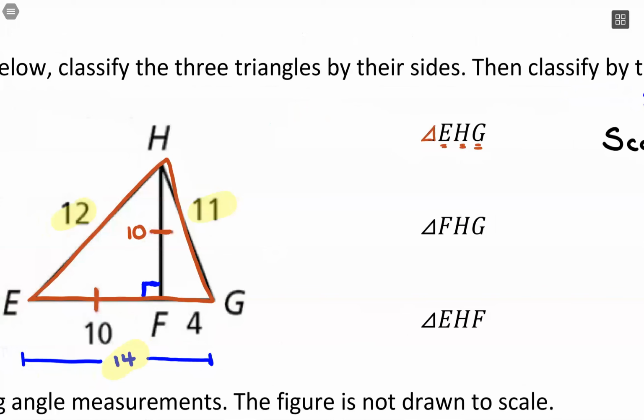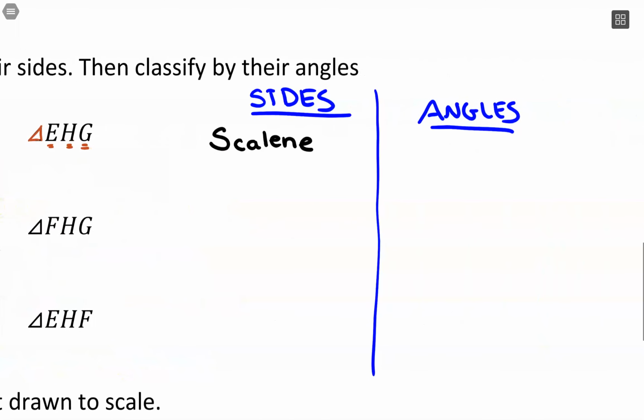Then if we look in terms of angle measurements, we just want to look at this angle, and all I could say about that angle is that it's less than 90 degrees. So that would be an acute angle. This angle would also be acute, and this angle would also be acute. So if we have these 3 acute angles, then we call this an acute triangle.